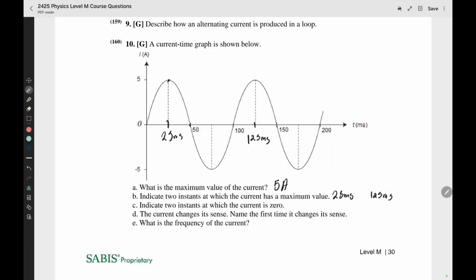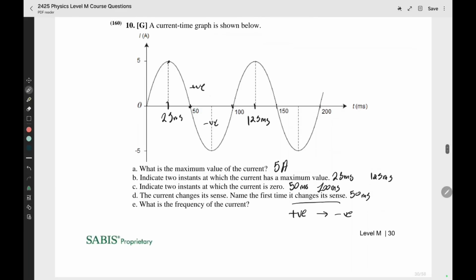Indicate two instances at which the current is 0, 50, and 100. What's this question? This is what we like to see. The current changes its sense. Name it the first time it changes its sense. 50 ms. When we say changes its sense, it goes from positive to negative. Okay, so here it was positive, here it went negative. When did it cross the 0? At 50.